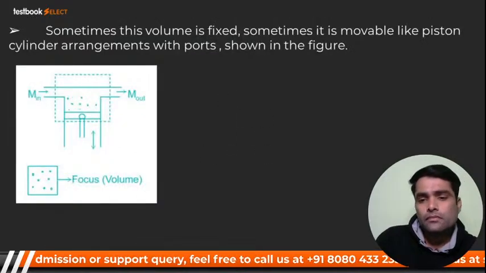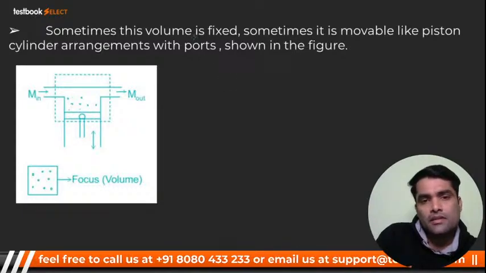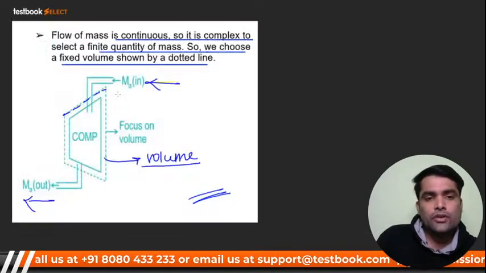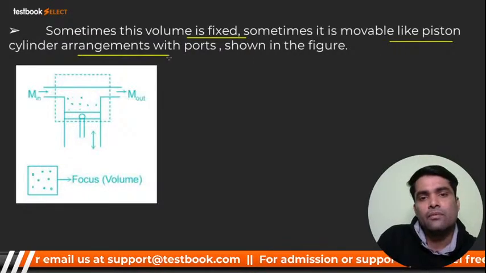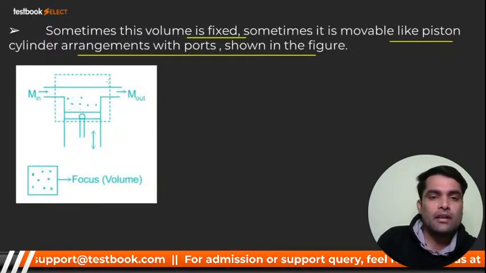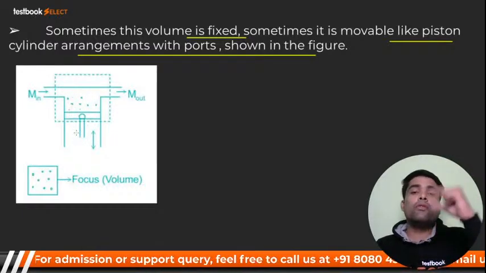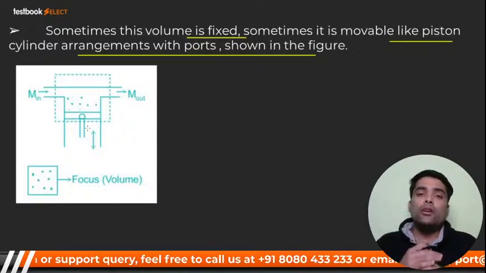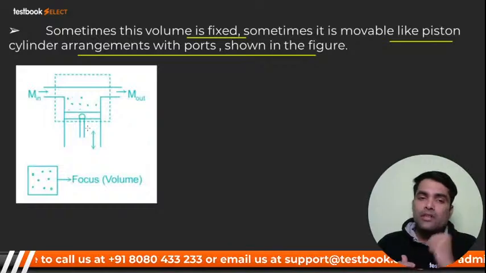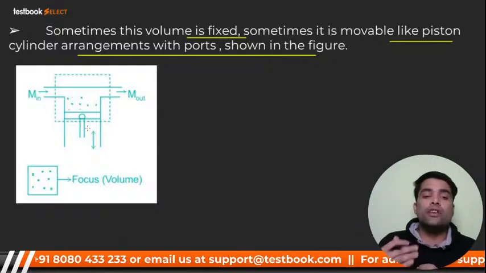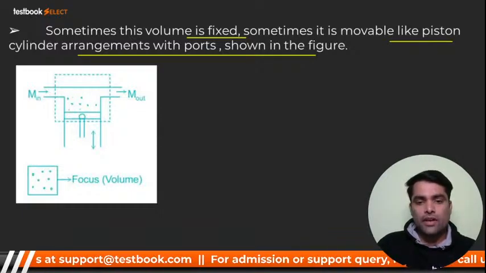Now I have taken another example. Sometimes the volume is fixed, and sometimes it's movable, like a piston cylinder arrangement with ports shown in the figure here. Here there are ports, mass will come in, mass will go out, but at the same time the piston is going to move from TDC to BDC, so definitely the volume is going to change. That's why I said that in a control volume system, the volume sometimes remains fixed and sometimes changes. Is it clear? Very good. I'll go ahead.